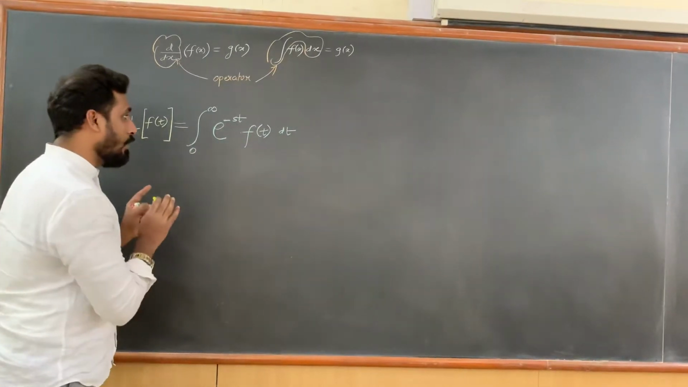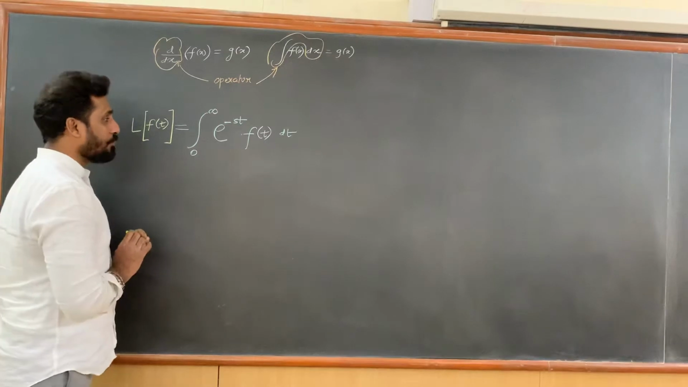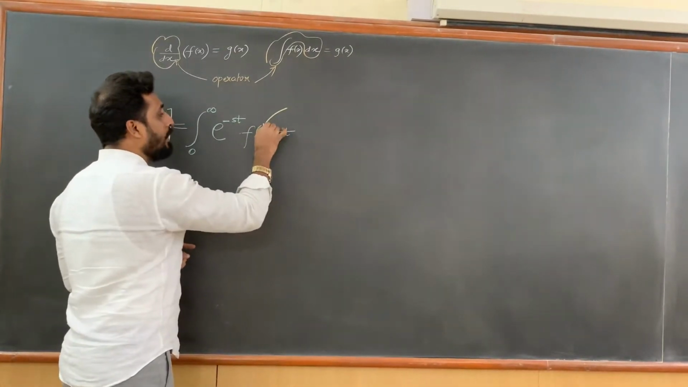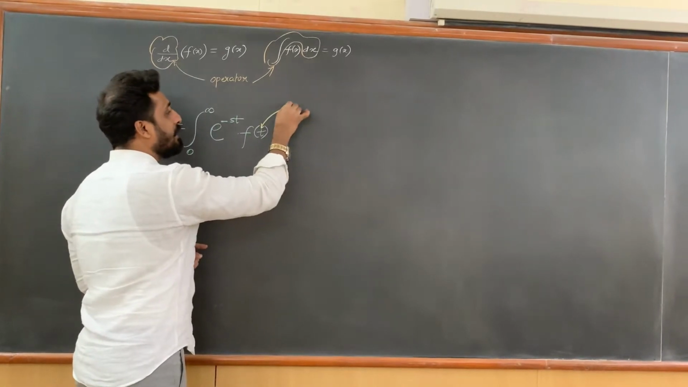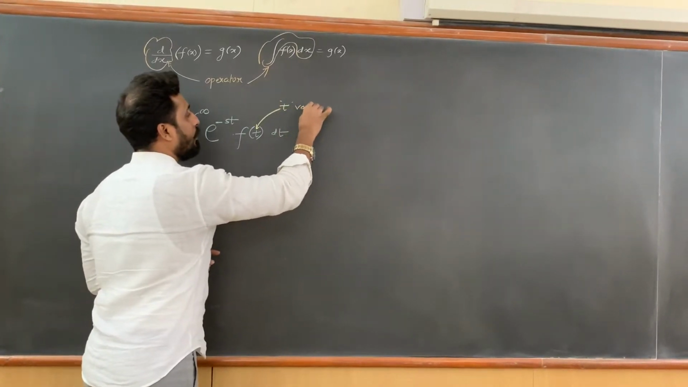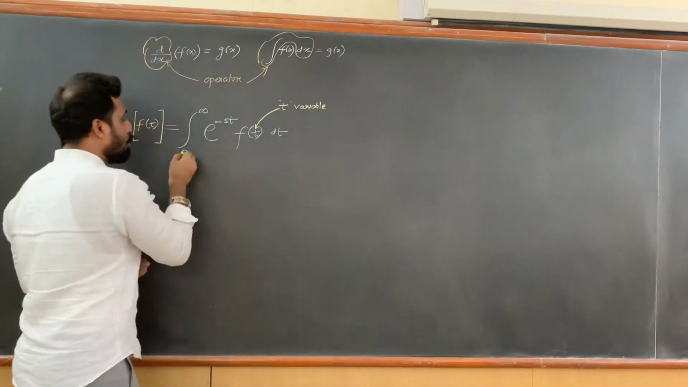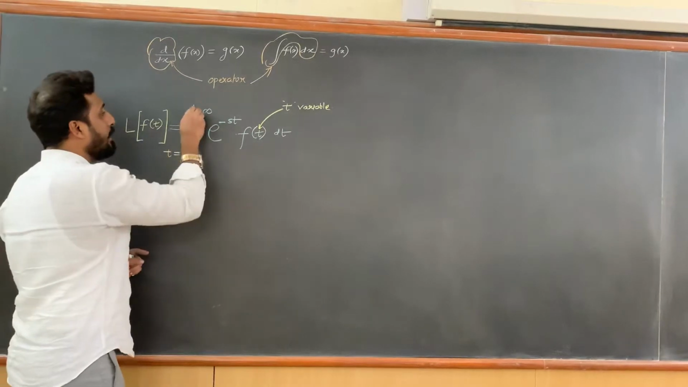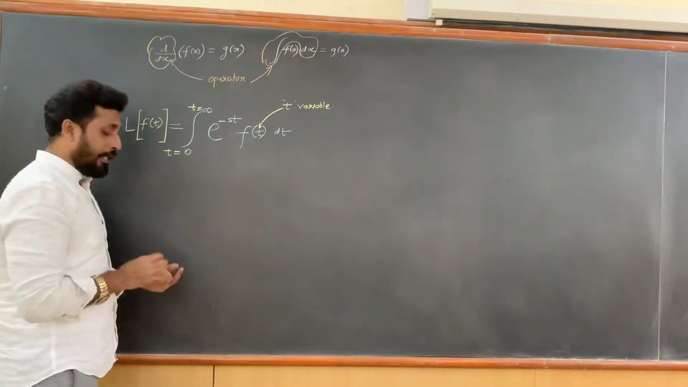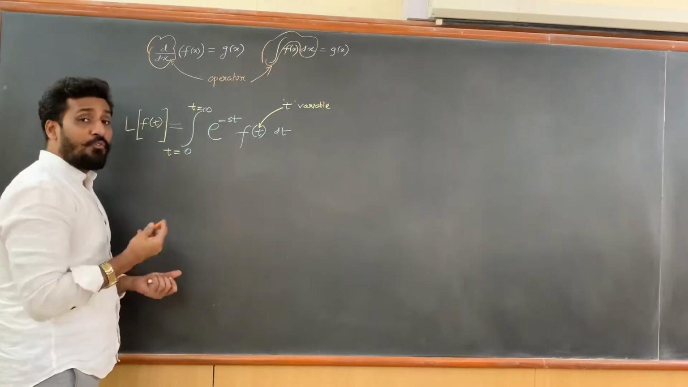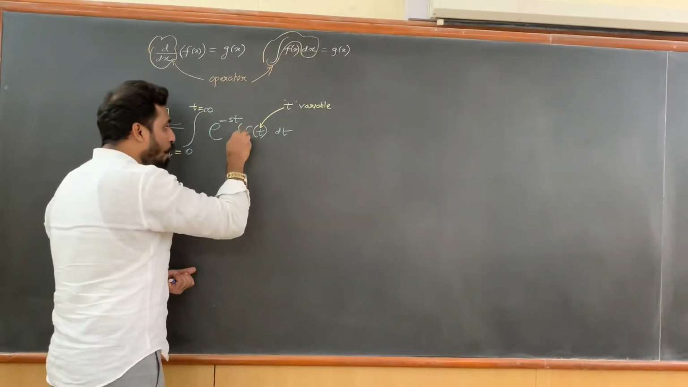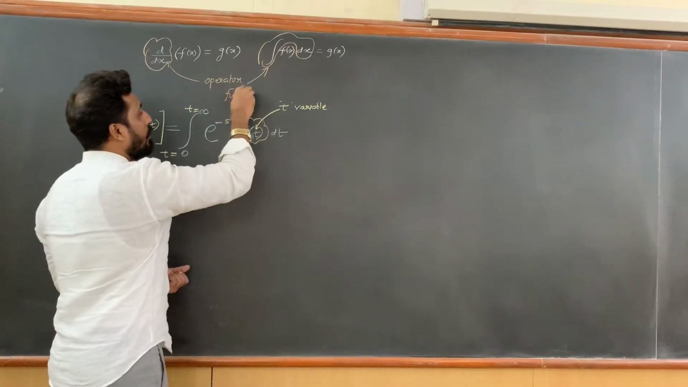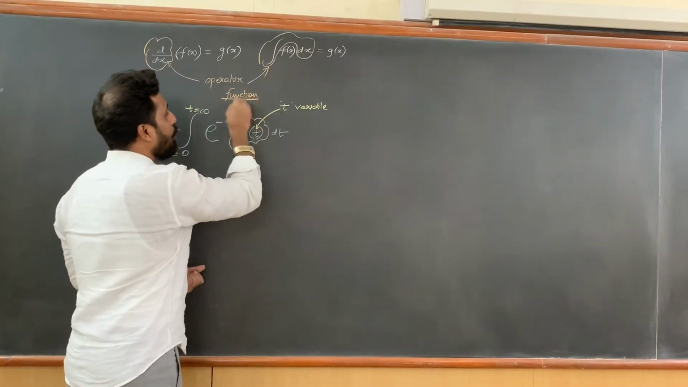Now try and understand the terminology in this particular formula. When I write f of t, I am telling you that f of t is a function of t. That means t is your variable. So these limits that I have written for the integral, 0 to infinity, are the values of t. So t equal to 0 to t equal to infinity. We are finding the Laplace transform of what? We are finding the Laplace transform of the function f of t. So this is the function whose Laplace transform is to be obtained.